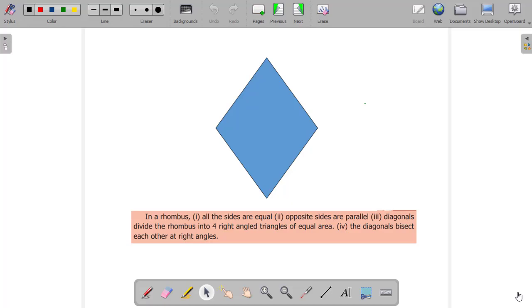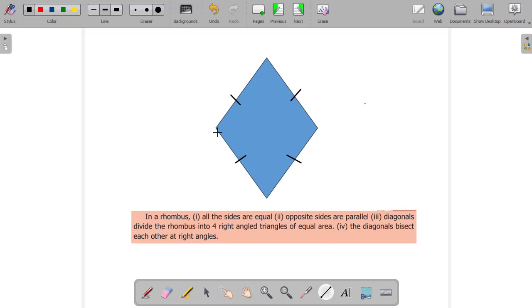Now we are going to see the properties of rhombus. In a rhombus, all sides are equal. Rhombus has 4 sides, so all sides are equal. Opposite sides are parallel. This side is parallel to this side, and this side is parallel to this side. Diagonals divide the rhombus into 4 right angle triangles of equal area.